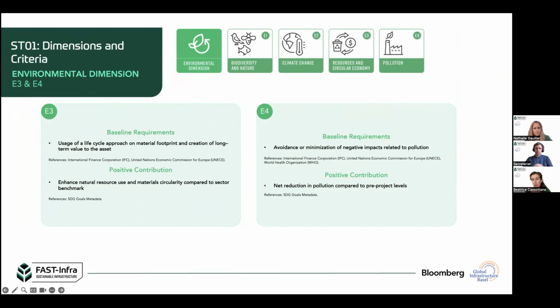For E4, pollution, again, the project has to avoid, or when avoidance is not possible, minimize the negative impacts related to pollution. And in the positive contribution, we want the project not only to avoid or minimize, but actually to achieve net reduction in pollution compared to pre-project levels.